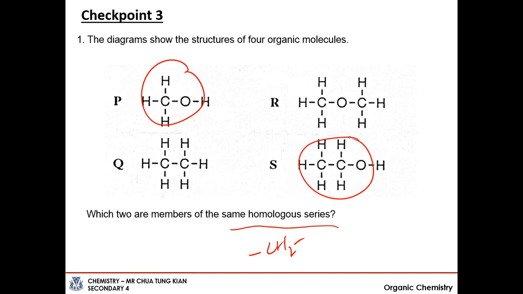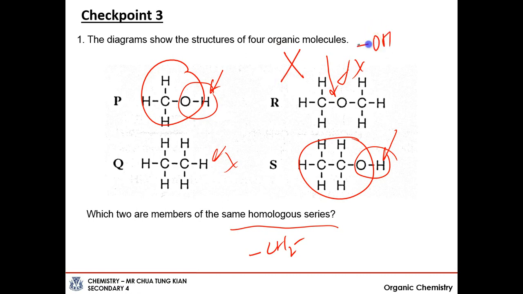Homologous series must be molecules of the same class of compounds. So if we take a look here, this is the alcohol, this is the alcohol. These two are not the same. P and R is not the same. P and S, they are the same. OH, hydroxyl group. OH, hydroxyl group. So even though R has an O here, it is not an alcohol because it doesn't have the OH group or the hydroxyl group. So homologous series, same class of compounds, but they vary by a CH2. So the answers are P and S.